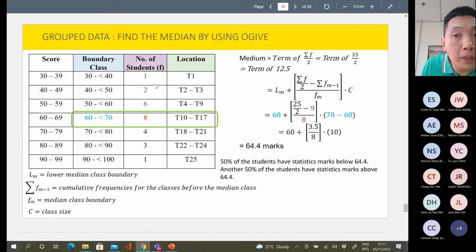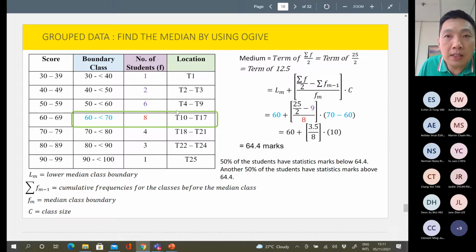Now we go back to here. We check. First class, the frequency is 1. So that means only term 1, the first term, the lowest number, is in the first class. Only the student with the lowest score is in this class, only 1 person, which is term 1. Then the second class only consists of two students, from term 2 until term 3, because of this frequency. So only 2 students are under this class, term 2 and term 3.